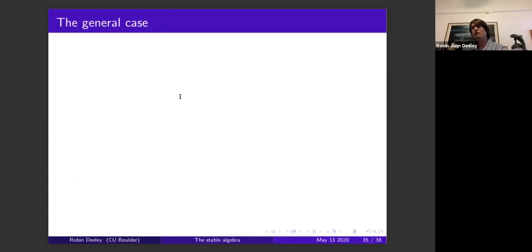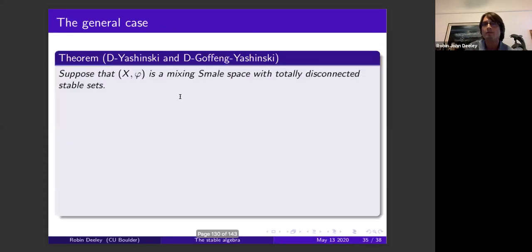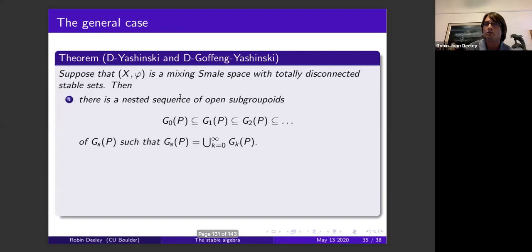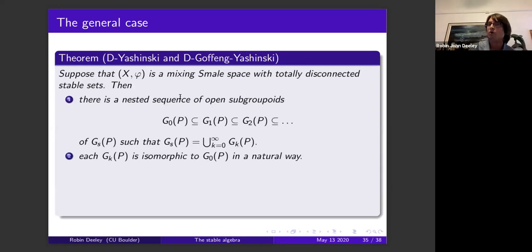So I just want to get the general theorem on the slides, and then I'm pretty much done. I'll just go through the statement of the theorem, and then we'll be done. So we have a mixing Smale space with totally disconnected stable set. The theorem, which shouldn't be a surprise, is that we have this nested sequence of open subrelations that exhaust the stable relation. We get that each of those are actually, in disguise, the same relation.